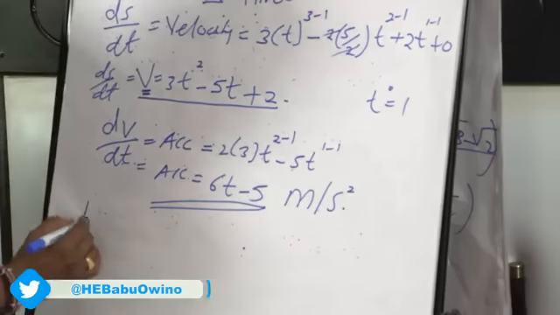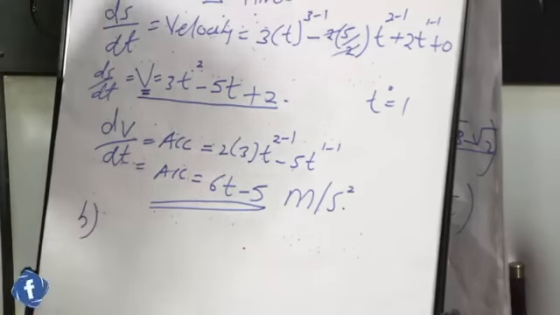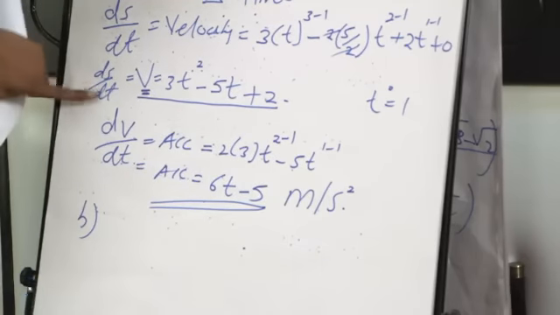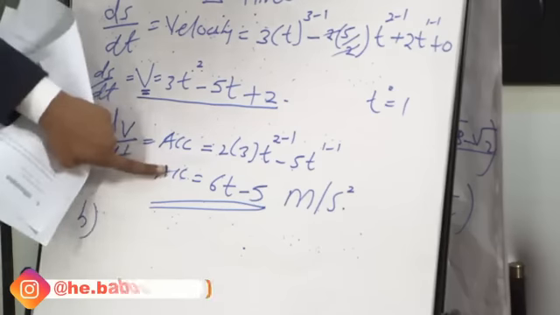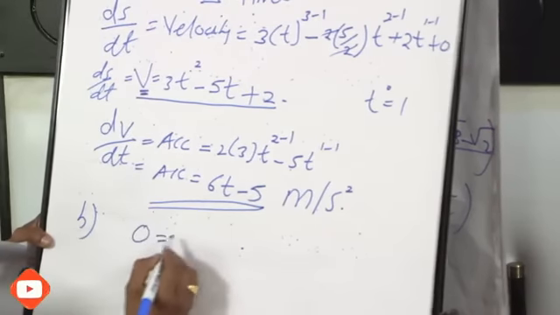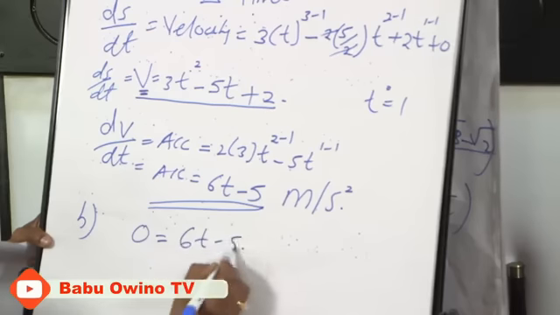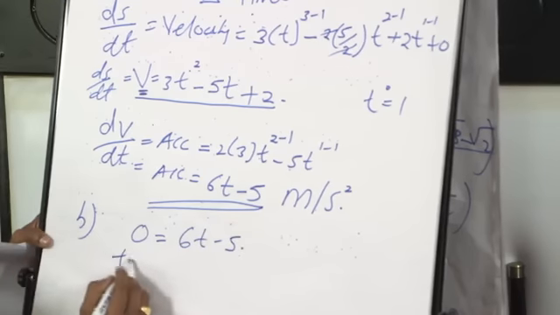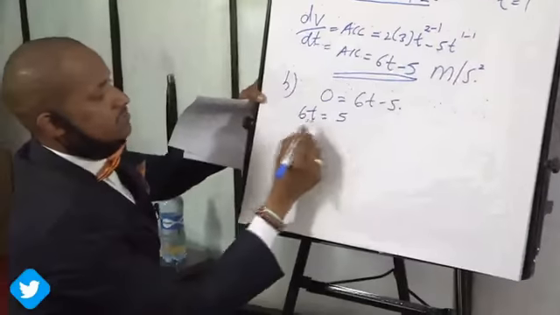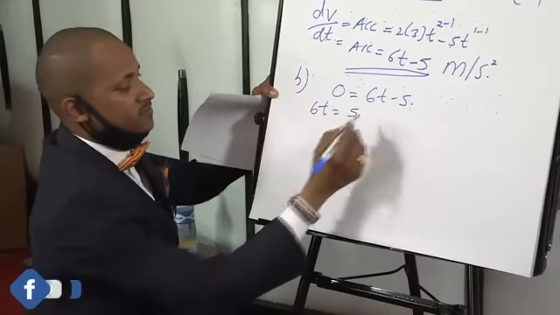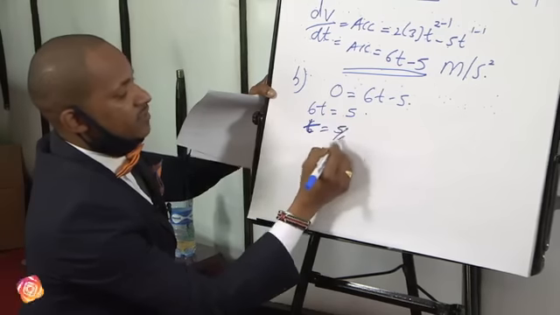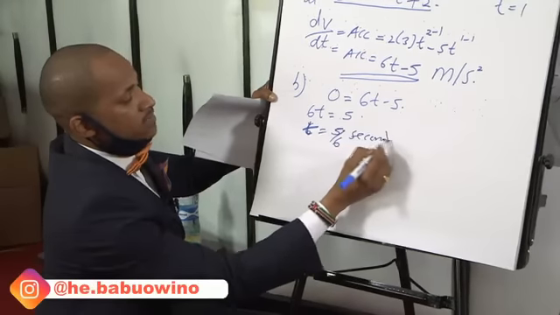Part B of the question says find the velocity when acceleration is 0. When acceleration is 0, where is our acceleration? This is our acceleration equation. So at this point, when acceleration is 0, we have 6t minus 5 equals 0. We want to find the value of t. 5 crosses the other side and becomes positive, so 6t is equal to 5. This gives us the value of t as 5 over 6 seconds.